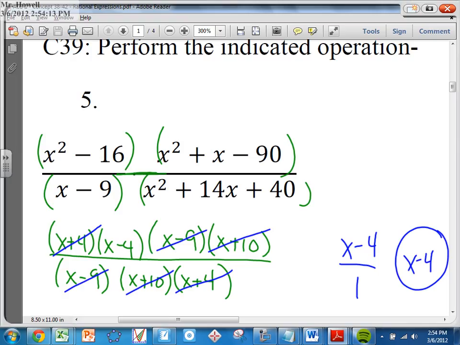So remember, when you multiply, a lot of you guys are trying to find LCDs and stuff. That's only for adding and subtracting. You never need an LCD unless you're adding or subtracting. So here we are multiplying. Think of it as one giant fraction for multiplication. Again, the 10 canceled with the 10, the x minus 9 with the x minus 9, the x plus 4 with the x plus 4. Clear?